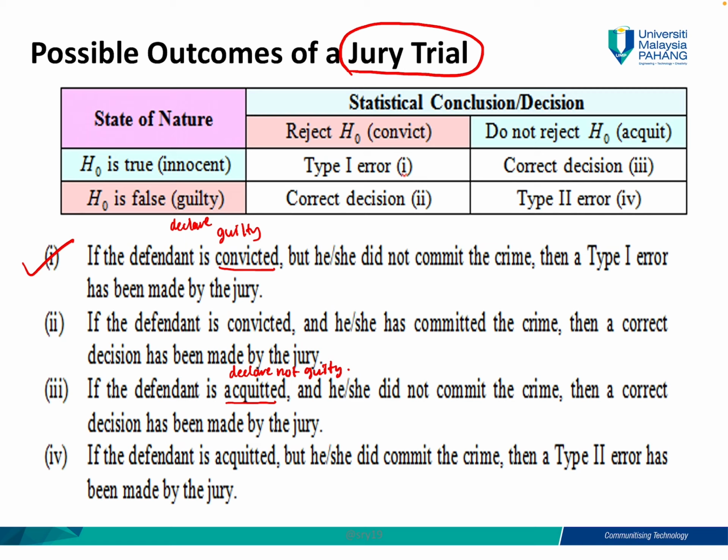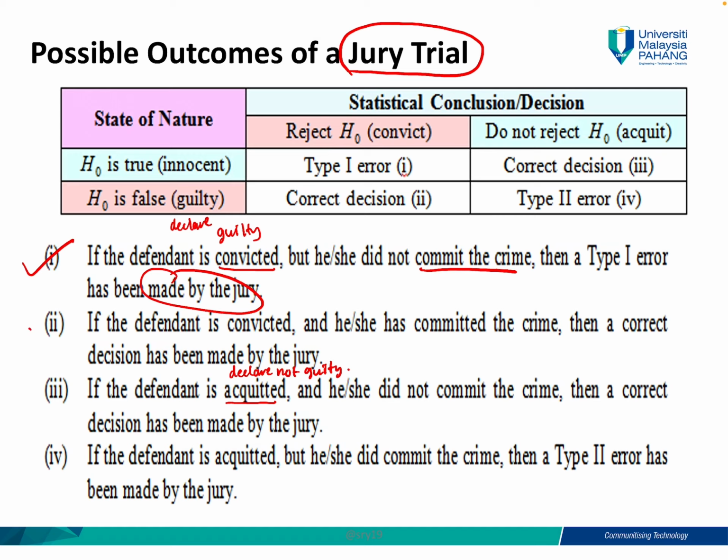He is declared guilty, but she did not commit the crime. She did not do the murder, but the jury said he did the murder. Then a type 1 error has been made by the jury. He is declared guilty, but she did not actually commit the crime. So the jury made a type 1 error. The H null is true, he is innocent, but the jury cannot accept that he is innocent.